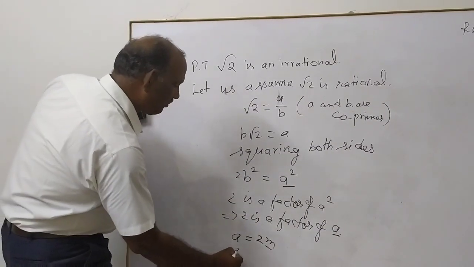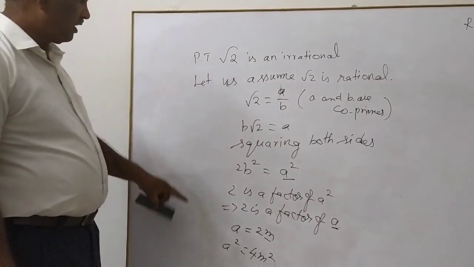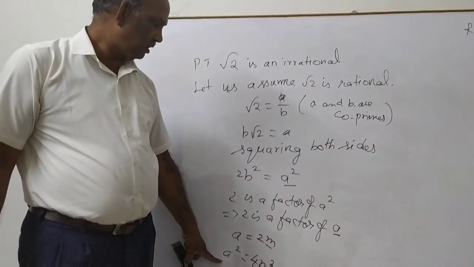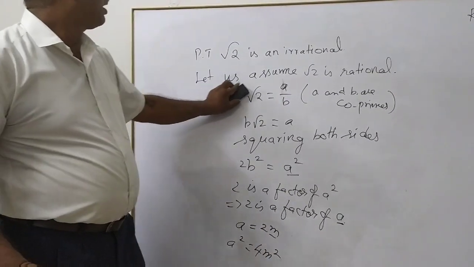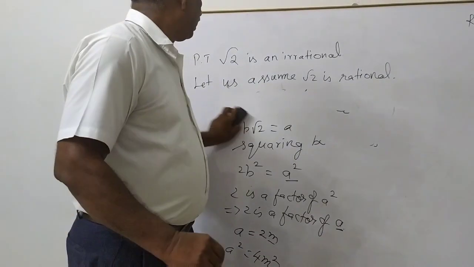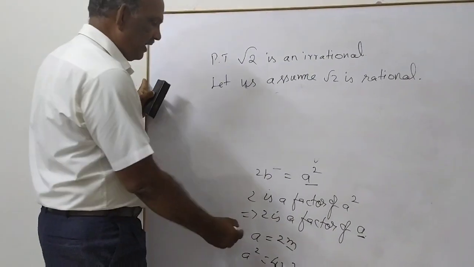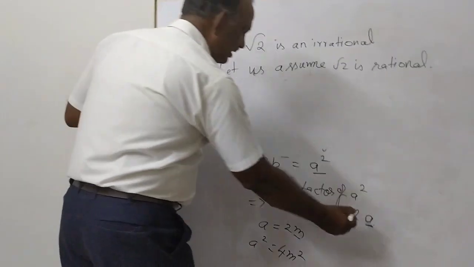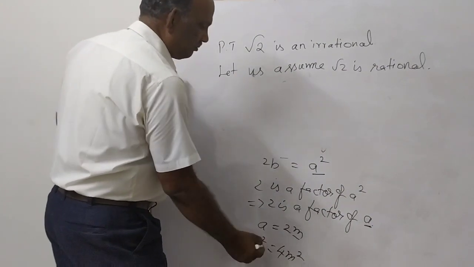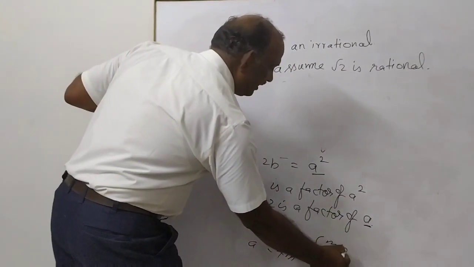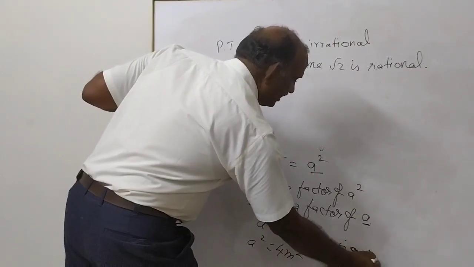A squared equals what will come now? A squared equals 4m squared. Why have we taken a equal to 2m? Because 2 is a factor of a, that's why a equals 2m, where m is an integer.